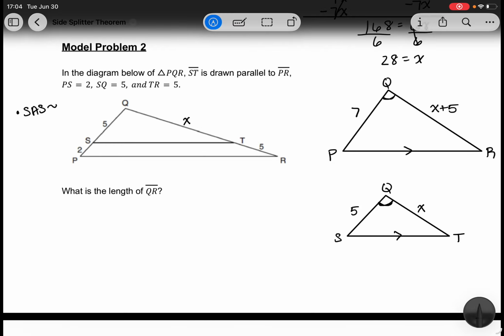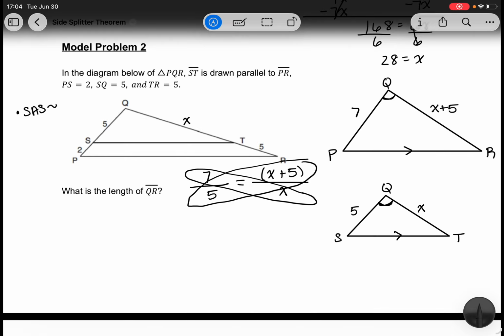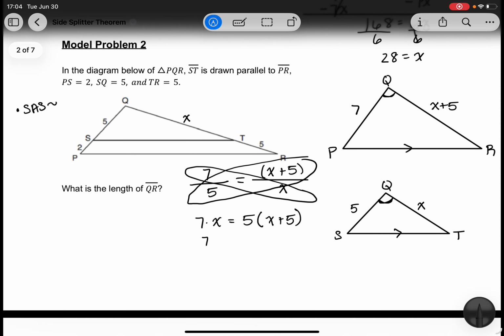In this case, we're solving for QR, so we want to make sure that we're doing whatever the value of X is plus 5. So we have 7 over 5. I'm doing the large triangle over small, and then large triangle over small. Since we have two terms, once again, putting that in parentheses, over X. We're going to cross multiply this. So we have 7 times X equals 5 times the quantity X plus 5. 7 times X equals 7X, and then we distribute the 5 to the X and the 5, so we get 5X plus 25.